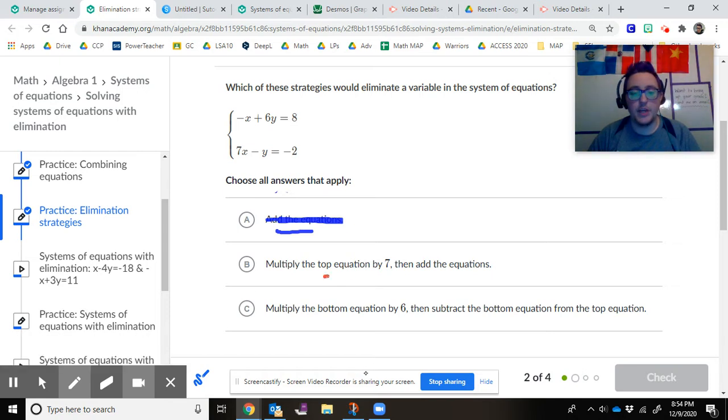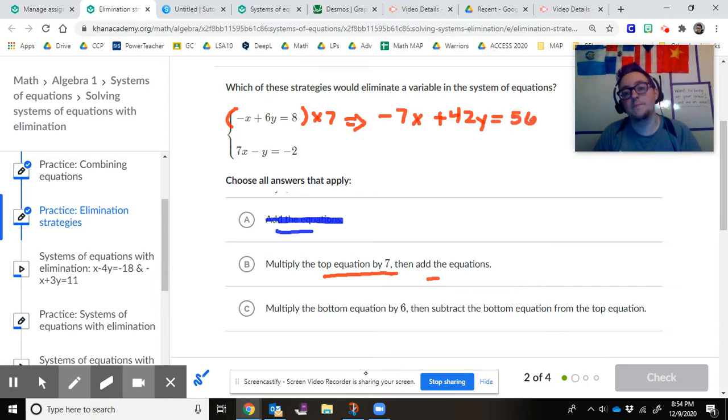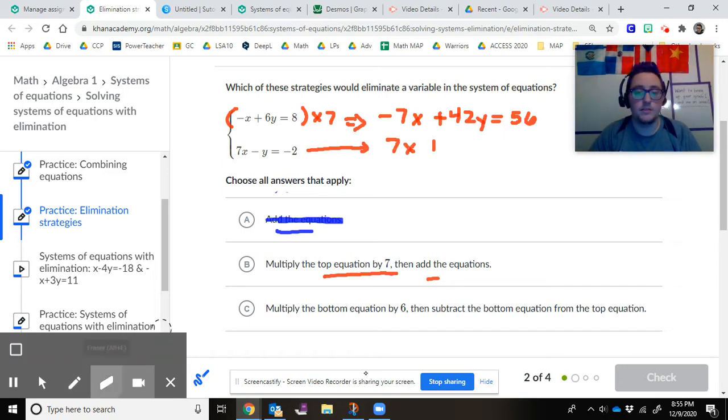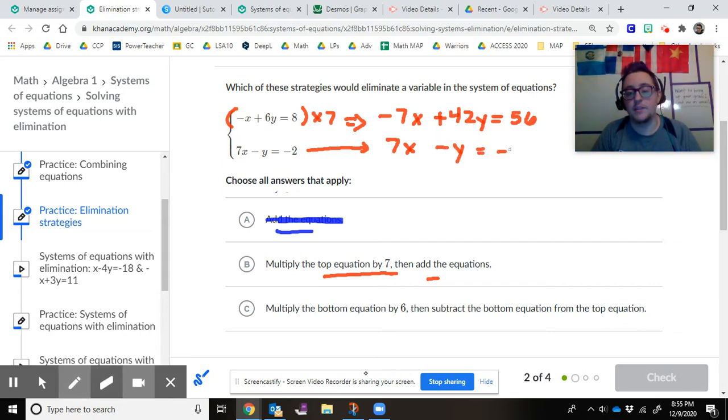The next one says multiply the top equation by 7 and then add. So if I multiply this whole equation by 7, negative x times 7 would be negative 7x. 6y times 7 would be 42y. And 8 times 7 would be 56. And then I just bring this same equation over. 7x minus y, my bad, minus y equals negative 2.